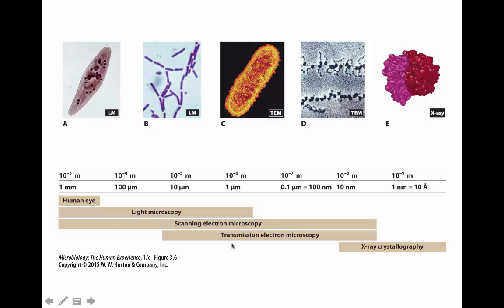So our human eye can see things somewhere between 1 millimeter and 100 microns, a tenth of a millimeter range. So we can see with our eyes large microbes. But we can also see these single-celled organisms and bacteria using a light microscope. So the light microscope overlaps obviously our human eye, but goes down to about half a micrometer. So we can see typical sized bacteria with a light microscope.